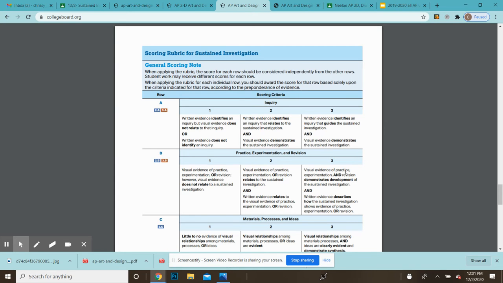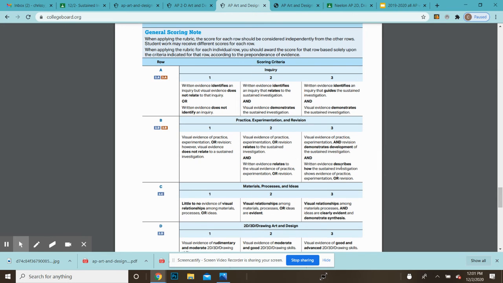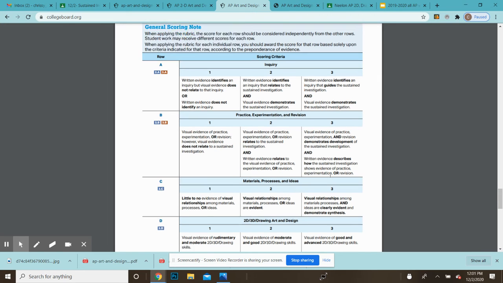So your visual evidence of practice, experimentation, and revision demonstrates development of your sustained investigation, so make sure you use all of them. And the written evidence describes how the sustained investigation shows evidence of practice, experimentation, or revision. So you make sure you're saying how it happened. They're giving us the exact things you need to write in there. So I'm giving you the rubric with the exact things you need to write in there. So make sure you use all this.